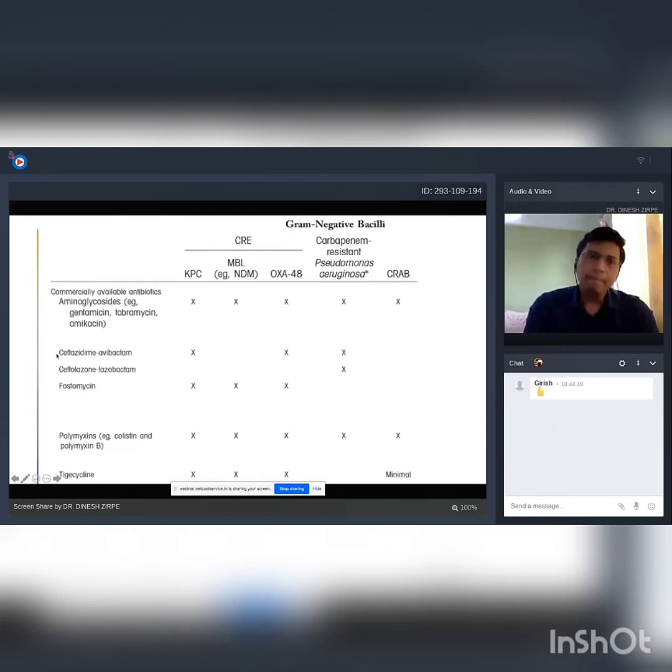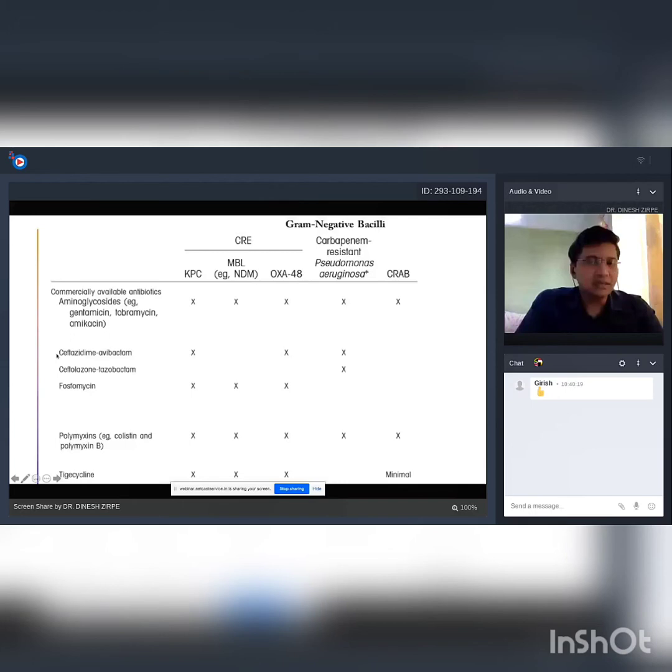So is there any role of eradication if the patient is colonized? If you do a stool swab or rectal swab and you find out that the patient is CRE positive, there are some studies that have used oral gentamicin and oral polymyxin E, and they have got a very good rate, which is initial.